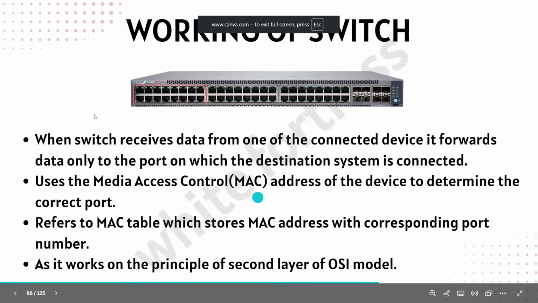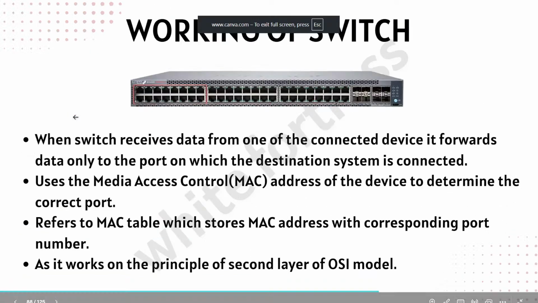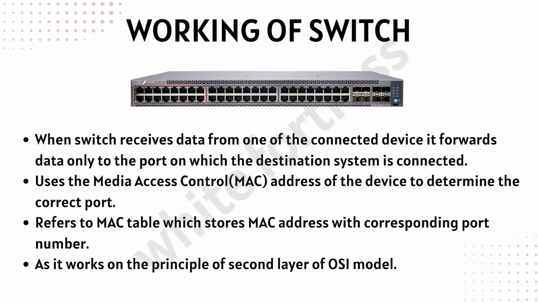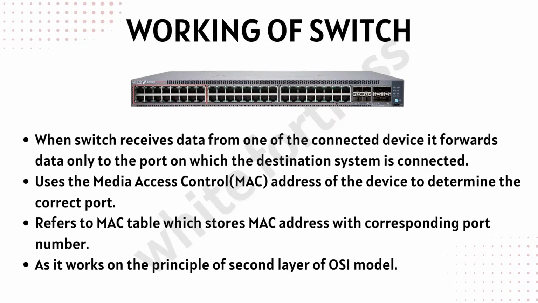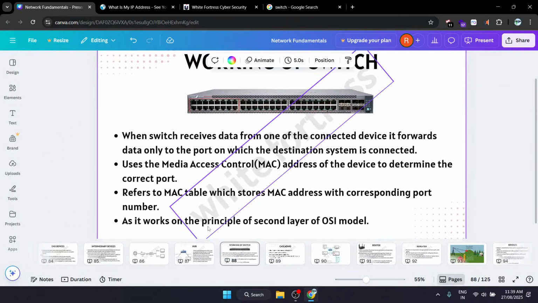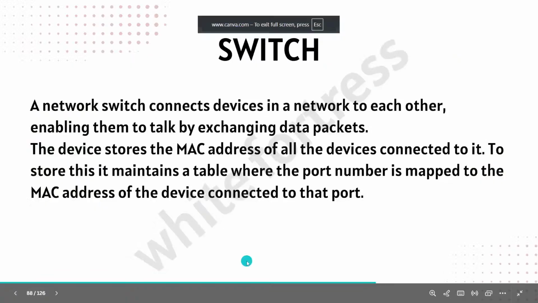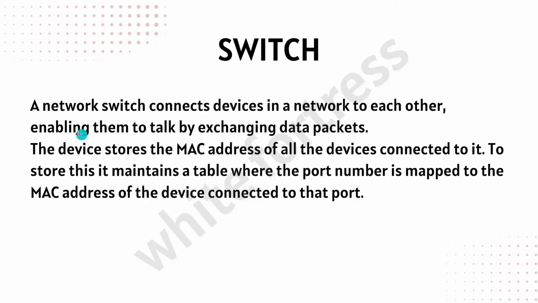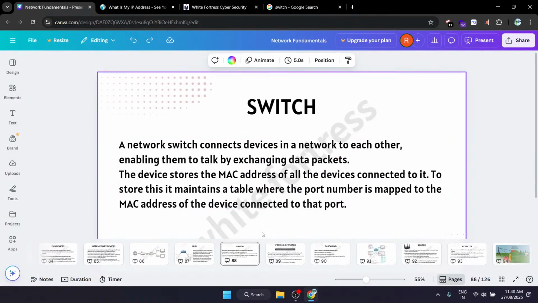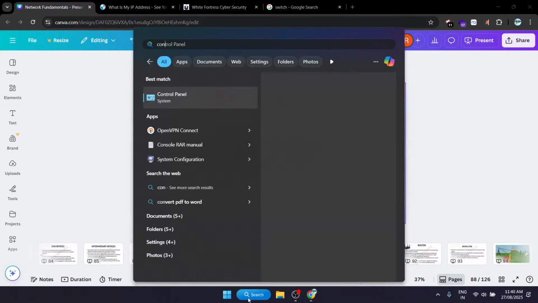A network switch connects devices in a network to each other, enabling them to talk by exchanging data packets. The device stores the MAC address of all devices connected to it. To store this, it maintains a MAC table where the port is mapped to each address. Wait, let me show it to you clearly.